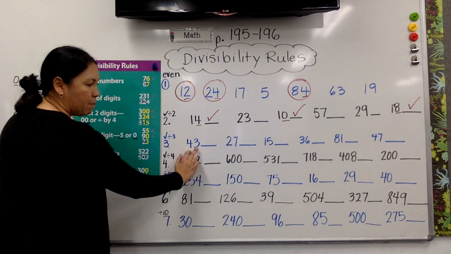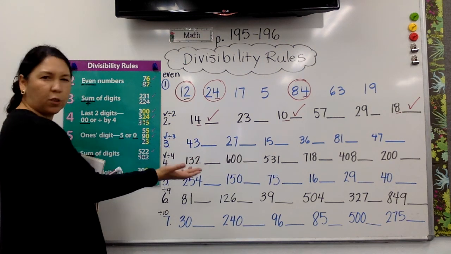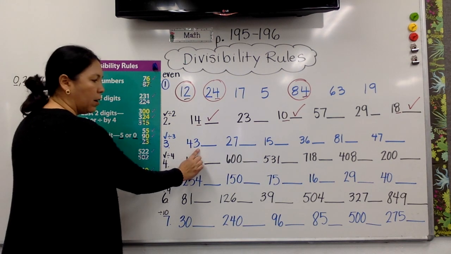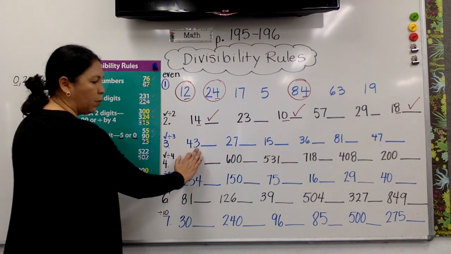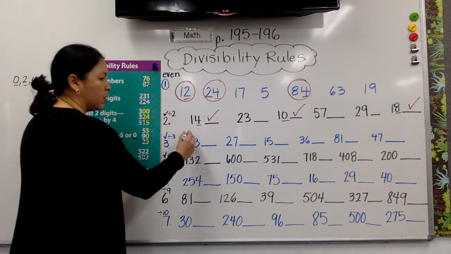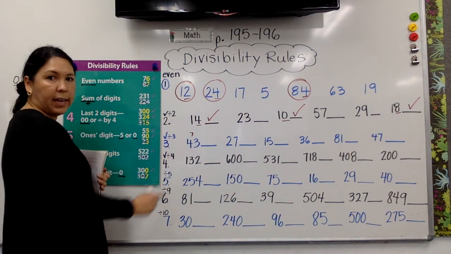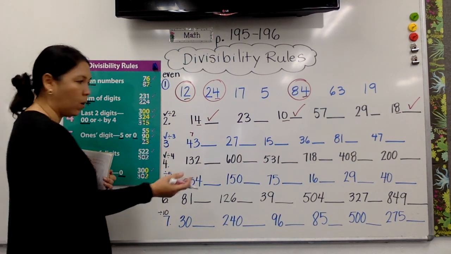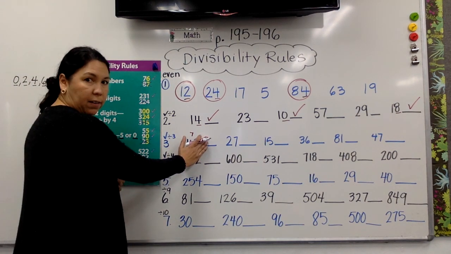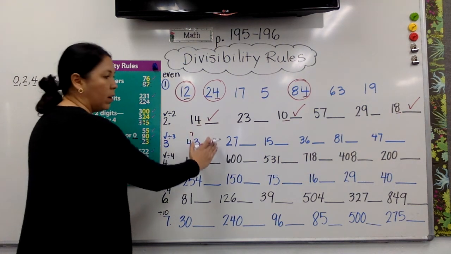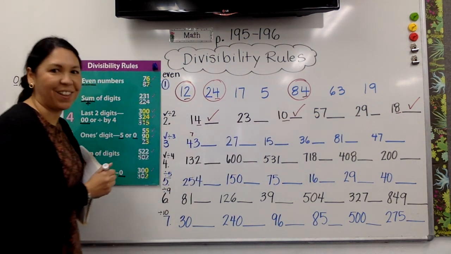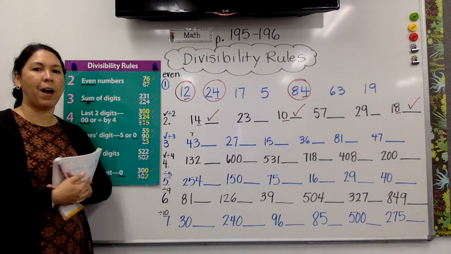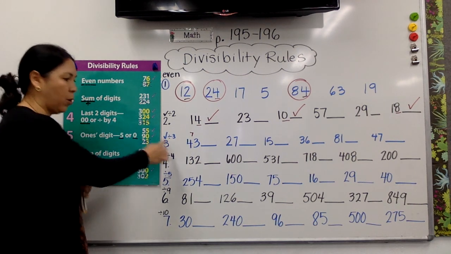So this is kind of a fun one. You're going to add up the two numbers. Let's do the first one together. 43 is our number. But what's 4 plus 3? 4 plus 3 makes 7. Is 7 divisible by 3? 3, 6, 9. No, I'm not going to put a check there, okay? Now, let's go ahead and try the rest, and then I'll go through the answers with you. Okay, push pause, try row 3.